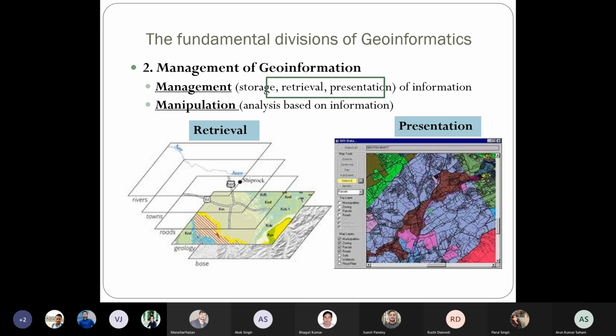And after the management, how to manipulate the information can be done based on analyzing the information available in the data set.